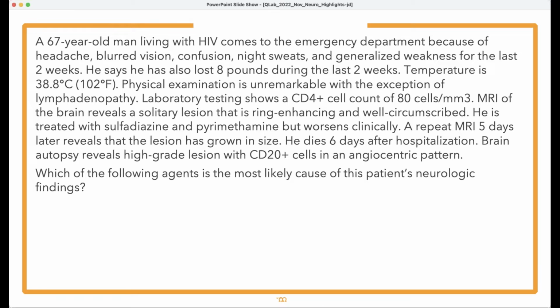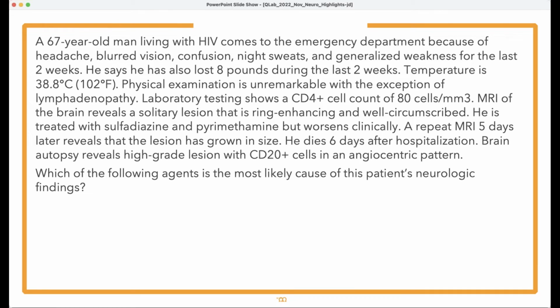He is treated with sulfadiazine and pyrimethamine but worsens clinically. A repeat MRI 5 days later reveals that the lesion has grown in size. He dies 6 days after hospitalization. Brain autopsy reveals high-grade lesion with CD20 cells in an angiocentric pattern. So again, which of the following agents is the most likely cause of this patient's neurologic findings? Go ahead and let us know how many steps you think this one is going to take to solve as I pass it over to Paras.